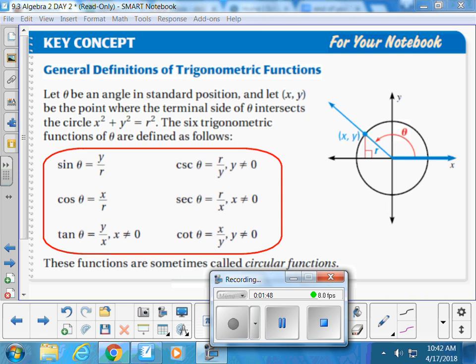Do you know why you don't need to deal with r at all in tangent? Because tangent is like opposite over adjacent, and you don't use the hypotenuse, the radius, at all. The radius is the hypotenuse, okay?